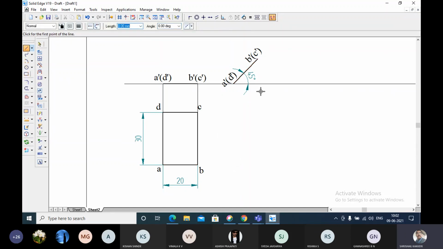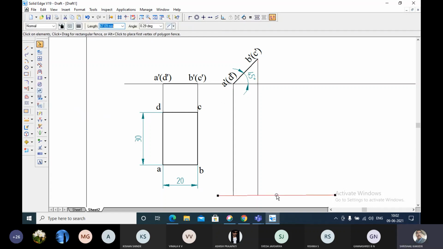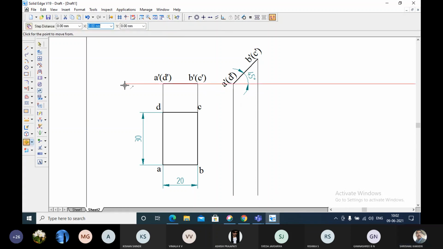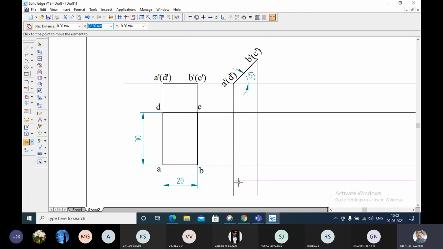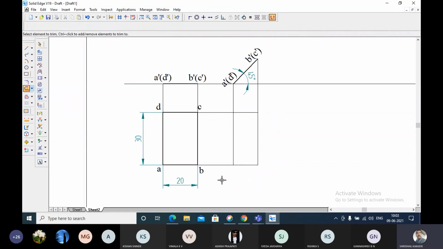Okay, let me draw the line. Let me copy better. Copy the line from end of this one to end of this. And you can draw one reference line here and you can extend this. Extend it. Now let me draw a line horizontally. Take the end point, locate from here, locate from here. Okay, and extra lines, you can remove them. It will not be taking more time.